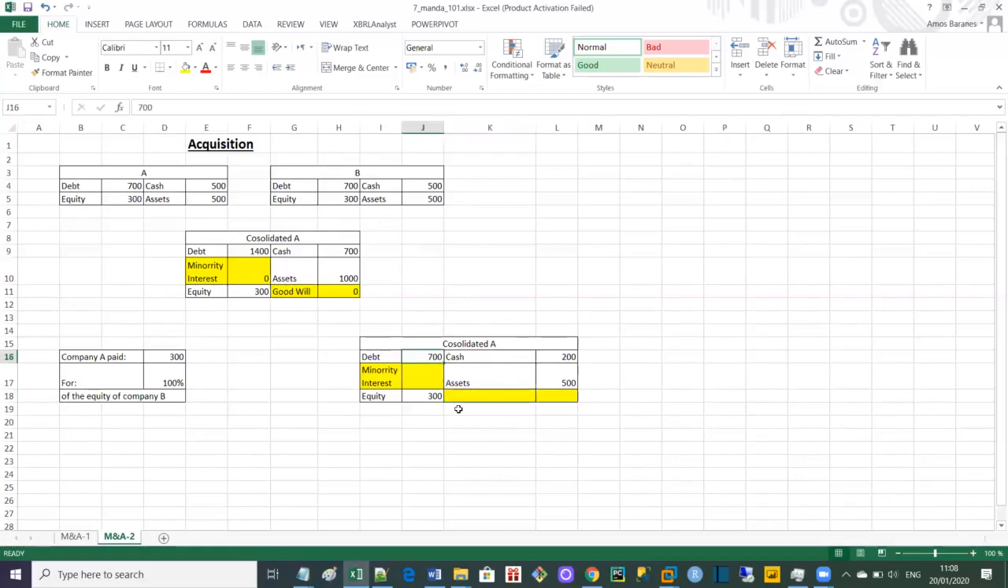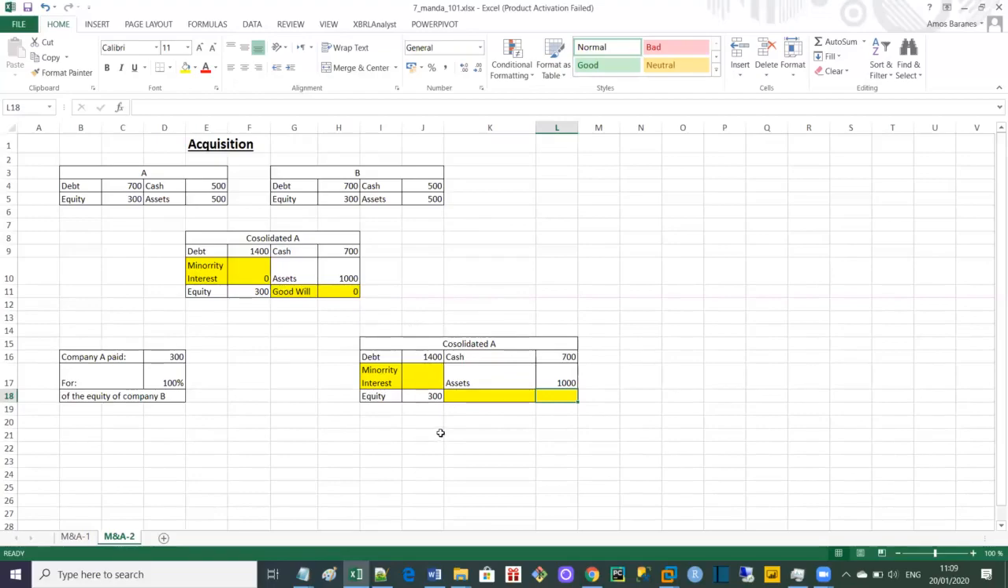So the 700 turned to 1,400. The 200 turned to 700, 200 plus the 500. That will be 700. And then the total assets, I had only 500, I'm adding the 500, so it becomes 1,000. In other words, we removed the investment in company B and simply added the total assets minus the debt. Let's reflect the 300. And no surprise, the balance sheet balances. We have 1,700 on the right side, 1,700 on the left side.